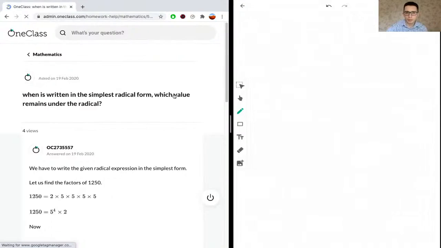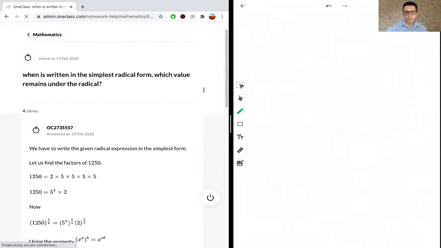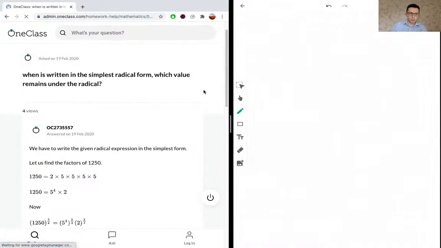So we're going on to the next question here. It's asking us, we're looking at the square root of 1250. There's a typo in the question, but we're looking at the square root of 1250, and we're trying to find the simplest radical form, which remains underneath the radical. So what value remains underneath the radical in the simplest radical form?